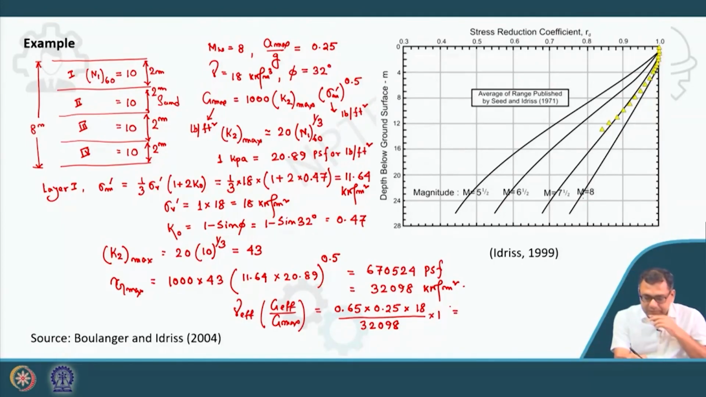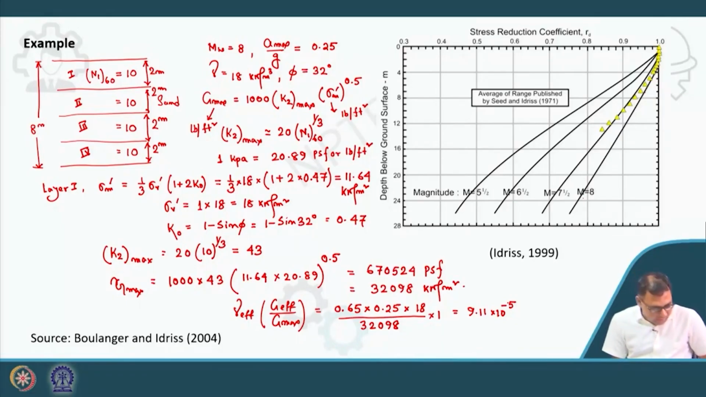When you go for the second layer, then also it will be 1. But when you go for the third layer, then it will change. When you go for the fourth layer, it is 7 meter. So for 7 meter it will be around 0.96. Okay, that you can use. So strain effective is coming out to be 9.11 into 10 to the power minus 5.